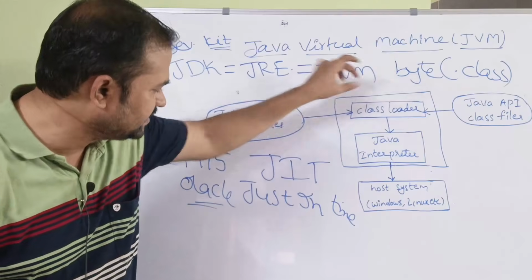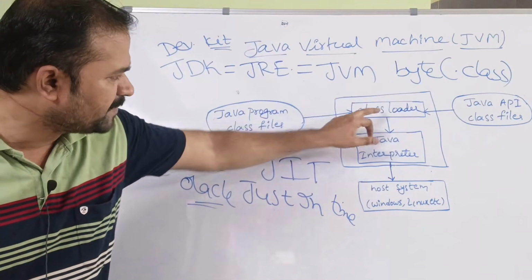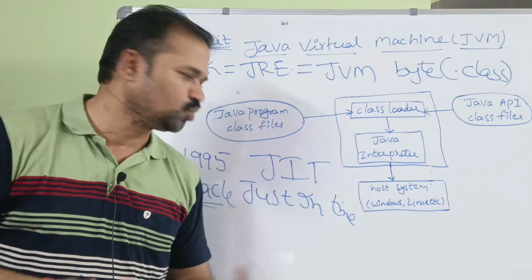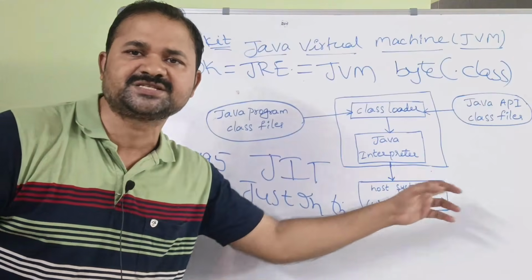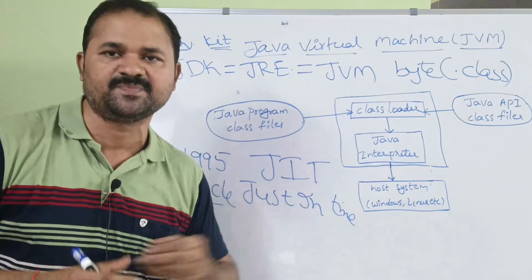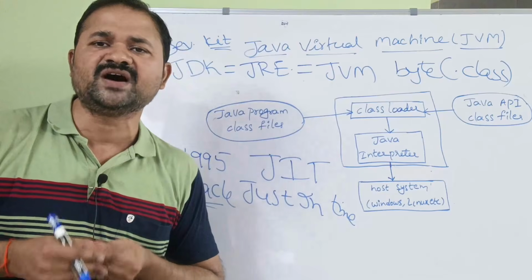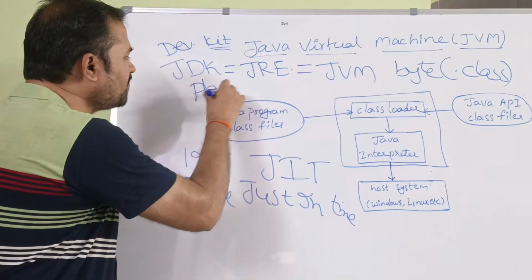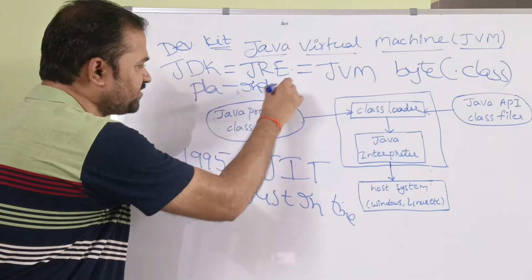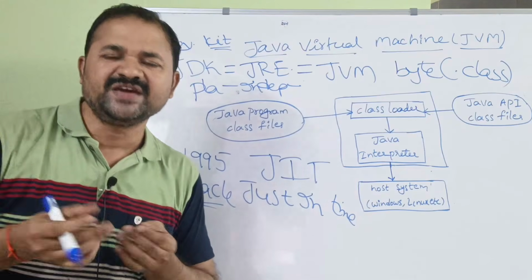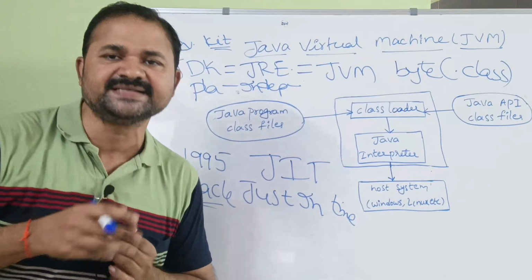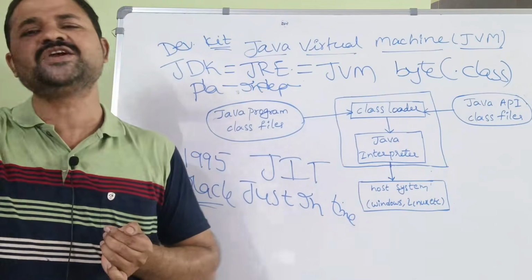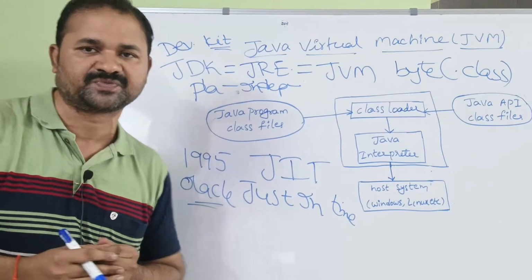So this part is nothing but the JVM. JVM mainly contains class loader and Java interpreter. Here we have a host system. So we may have Windows operating system or Linux operating system in our computer. Here we know that Java is a platform independent language. Why? Because if we run Java on one operating system, then the same program can be executed on any other operating system also.